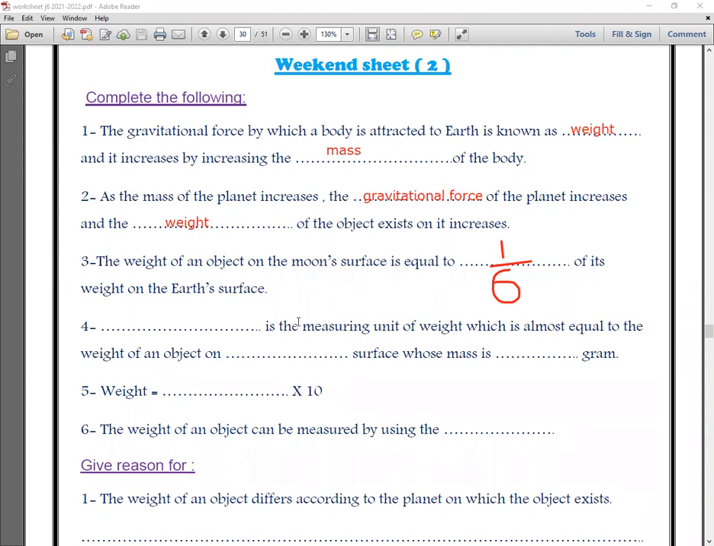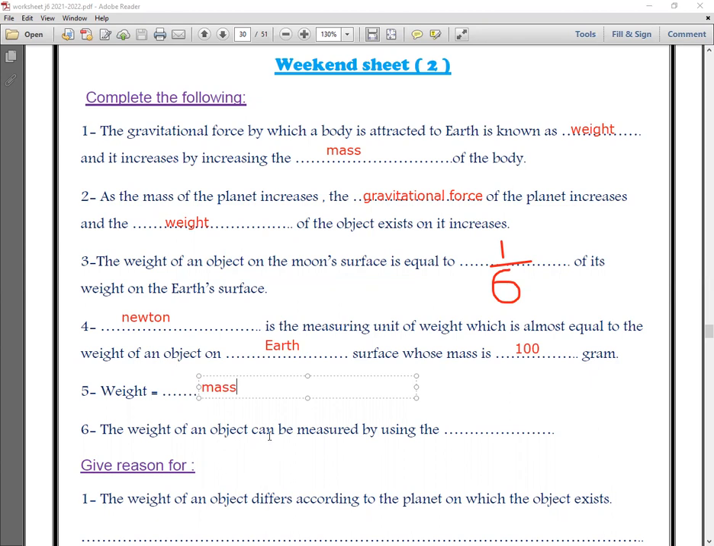Okay, number 4. What is the measuring unit of weight? The measuring unit of weight is called Newton. The Newton is almost equal to the weight of an object on the Earth's surface whose mass is 100 grams. Number 5, weight equals mass times 10.